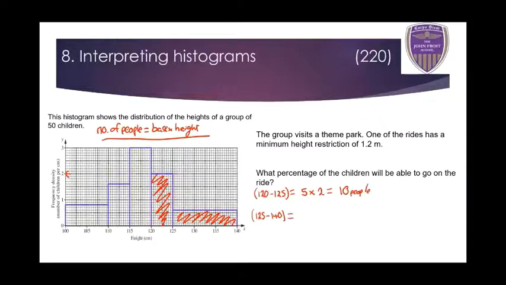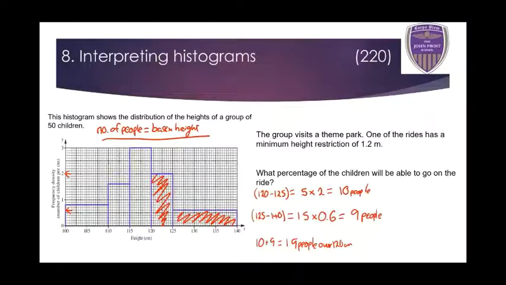Now for the people who have a height between 125 and 140, the base is 15. And the height, read off the y-axis, is 0.6. Get your calculators out. 15 times 0.6 is 9 people. Add them up. 10 plus 9 equals 19. So 19 people over 120 centimeters. Okay, but the question is, what percentage of children will be able to go on the ride?